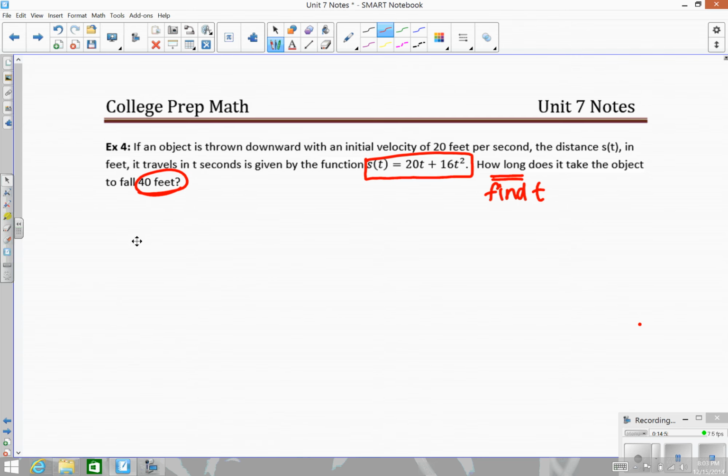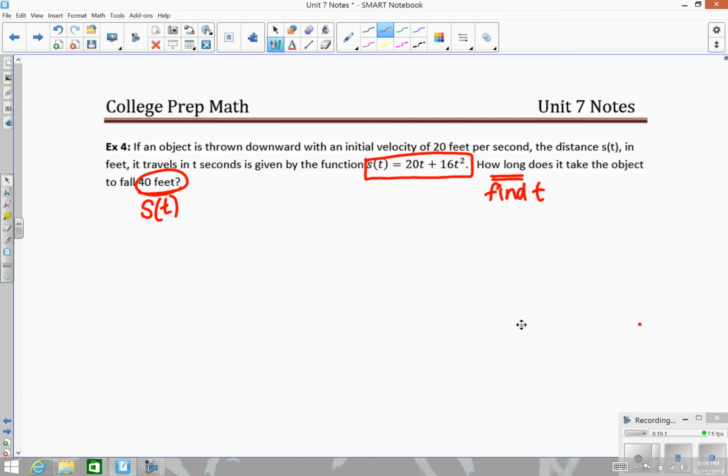So 40 feet is going to be the distance. So that's going to be the s of t. So we want to find t when s of t equals 40. So essentially what you're going to do is you're just going to take and you're going to plug in 40 feet into this equation.